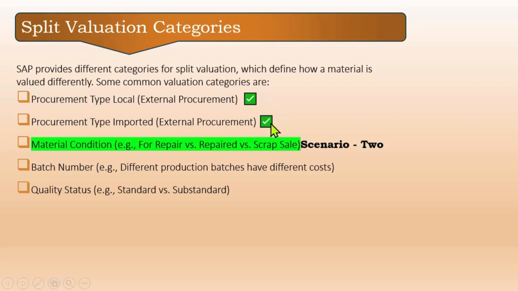So this is over. Today, in this session, we'll be taking material condition as scenario 2. So what will be the material conditions of the material? Material for repair, this is one condition. Material which is repaired will be the second condition. Material which is obsolete for sale as scrap will be the third condition. So based upon the material condition, we'll have three different prices. That will be our scenario 2. Move on to the next slide.